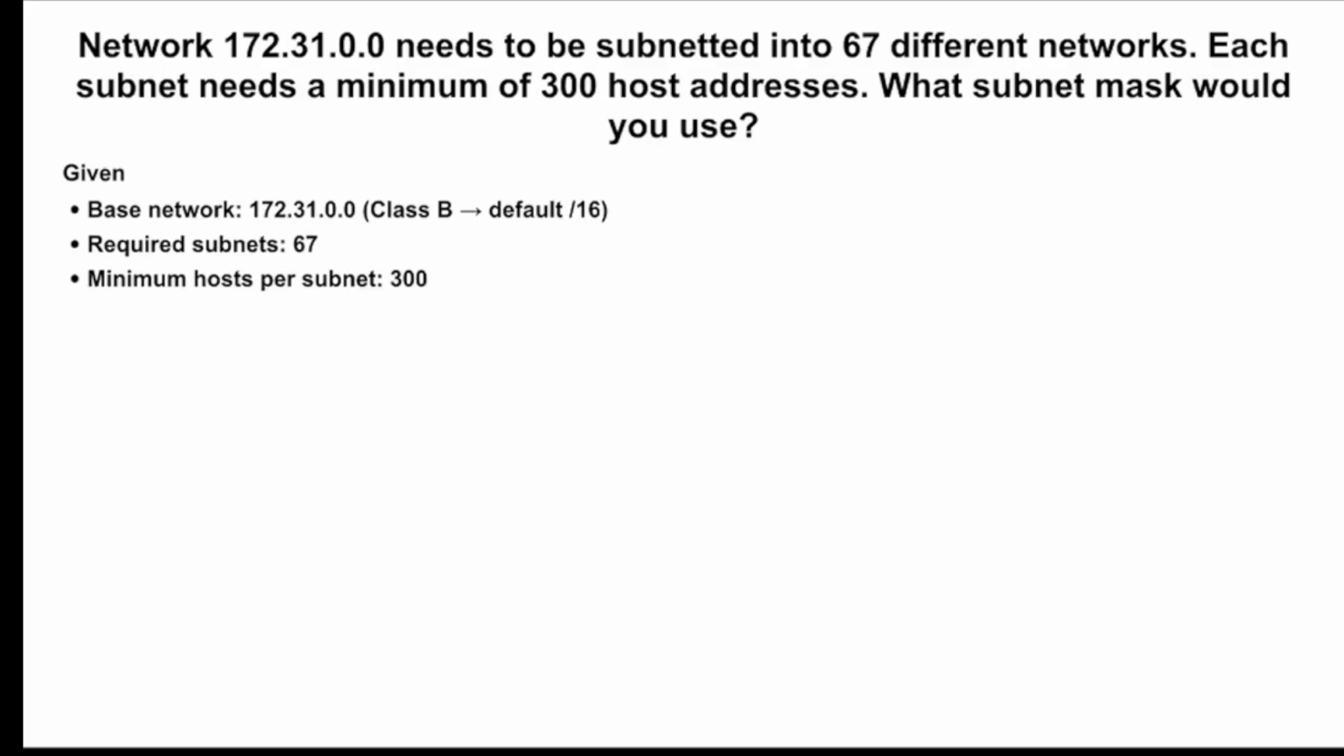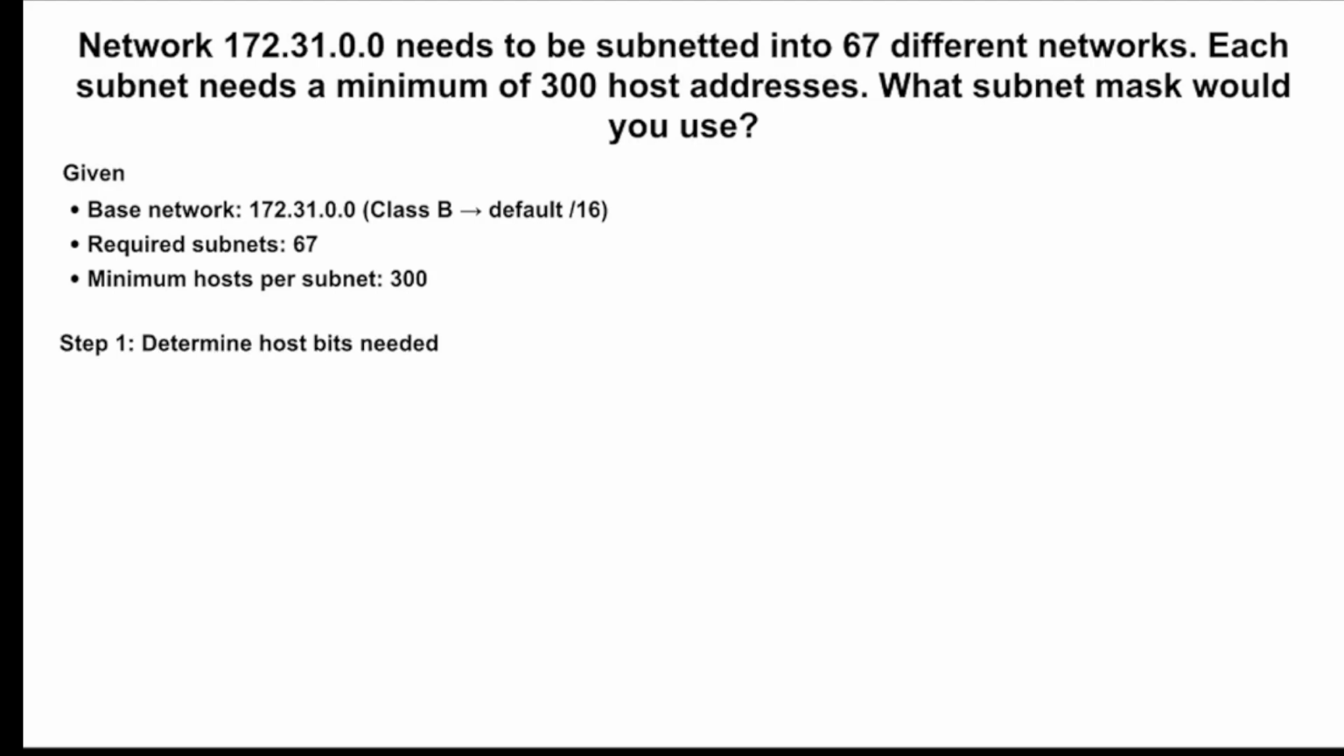Okay, so now we need to start to break it down. We have the base network, which is 172.31.0.0, which is a class B, and we know that the class B default mask is /16. The question says 67 subnets required, and the minimum hosts per subnet is 300.